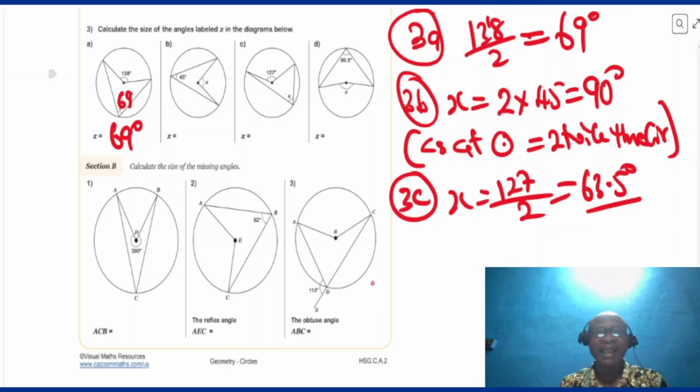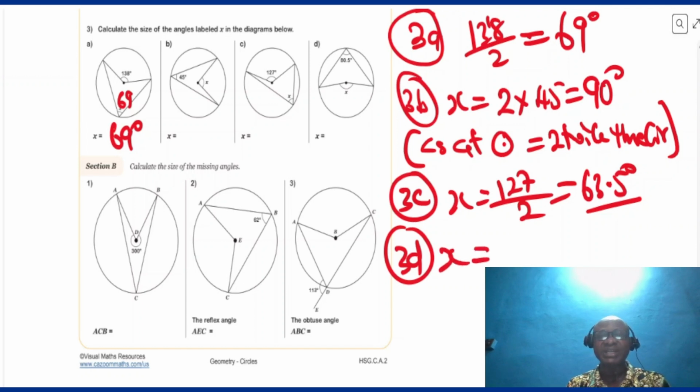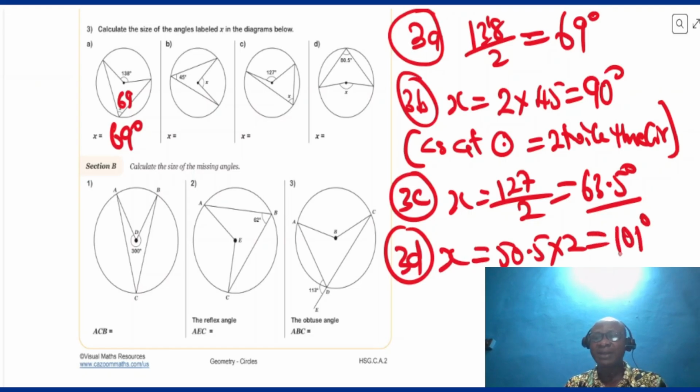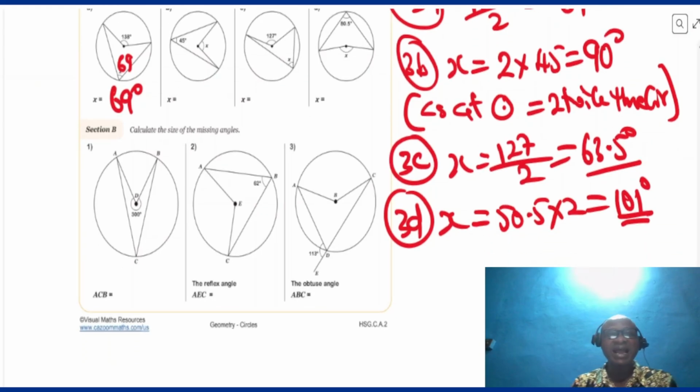Answer. Why? The center divided by 2 is equal to the circumference. The circumference multiplied by 2 is equal to center. Okay? Now, 3D, I am given to find the angle at center, which is letter x. And that is going to be 50.5 multiplied by 2. Okay? And that is going to give me 101 degrees. So that is the angle that should be at the center. In other words, here is going to be 90 degrees. Here will be 63.5 degrees. And here is going to be 101 degrees.